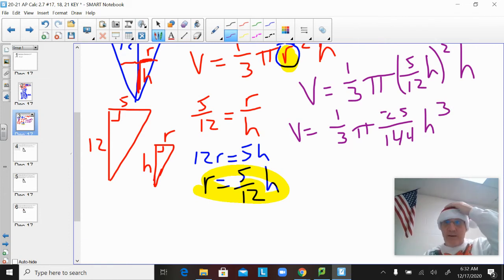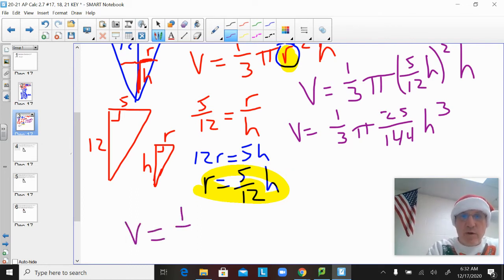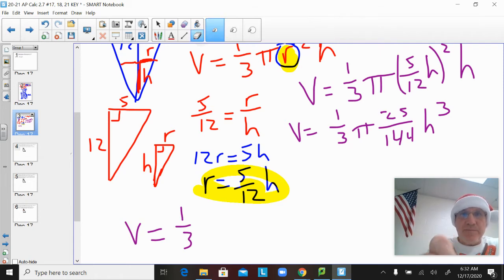Now I might clean up the 1/3 of the 25 over 144. I'll put it down here. V turns out to be not 1/3. I was going to clean that up.